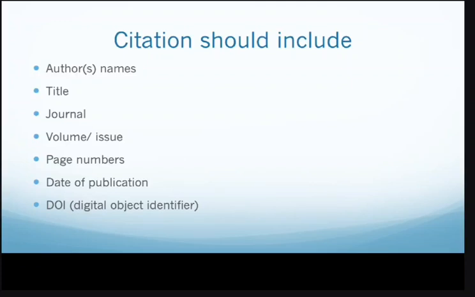Citation needs to include the author's names, the title of the article, the journal, the volume and issue, the page numbers, the date of the publication, and the digital object identifier if the journal article is published online, which pretty much all of them are. I will ask you to submit PDFs of all of your journal articles. Okay, you do not have to print them and give them to me. You can email them to me, but please know that I will check each of your references. So please be sure you're diligent in performing your literature review.